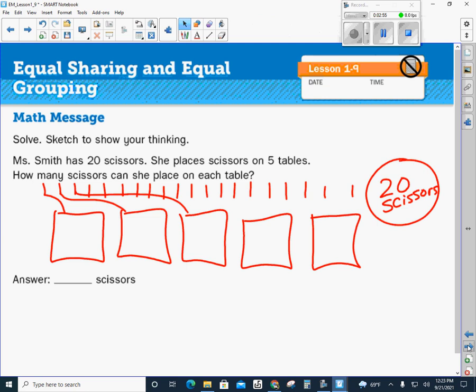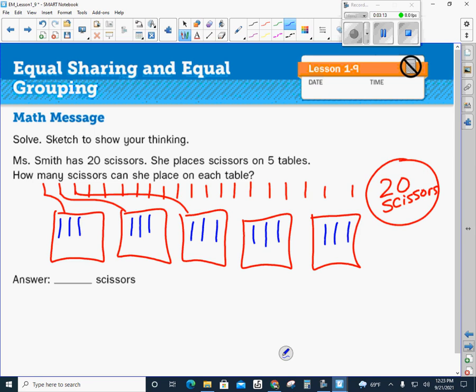You know you have 20 scissors. You're going to pass them out equally to these tables. Do it one at a time and count as you go. 1, 2, 3, 4, 5, 6, 7, 8, 9, 10, up to 20. And you want to be neat about it so that you can actually see your work when you're finished.